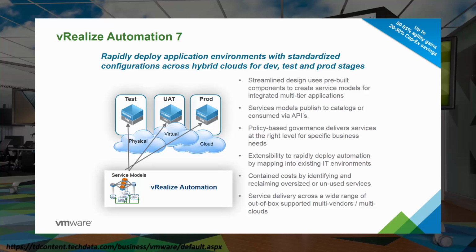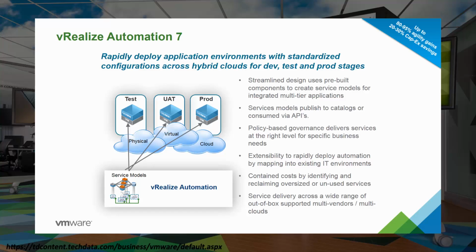This leads to a CapEx savings of typically 20 to 30%, and often customers use those cost savings to justify the purchase of the product, even though the main driver is the agility provided by the products to the business because of all the automation.